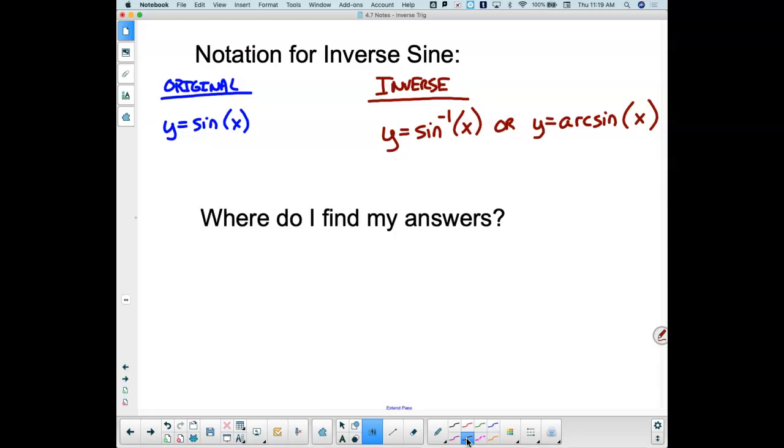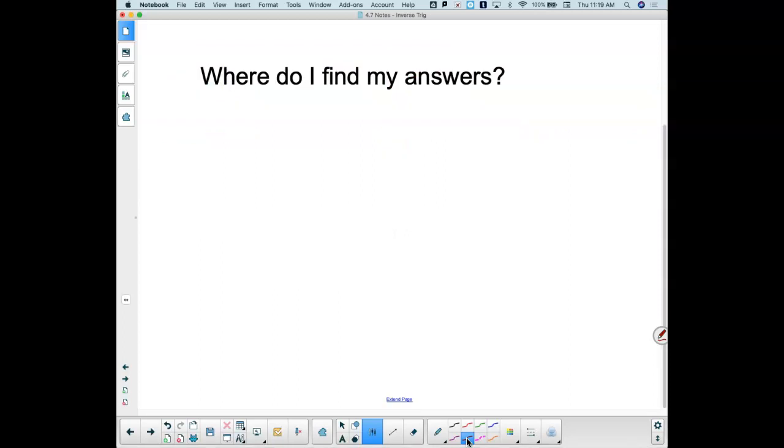Now, where do I find my answers? Because I need to have answers so that we all end up at the same location. We want to be in pre-calc in room 221, not in geometry down the ramp.